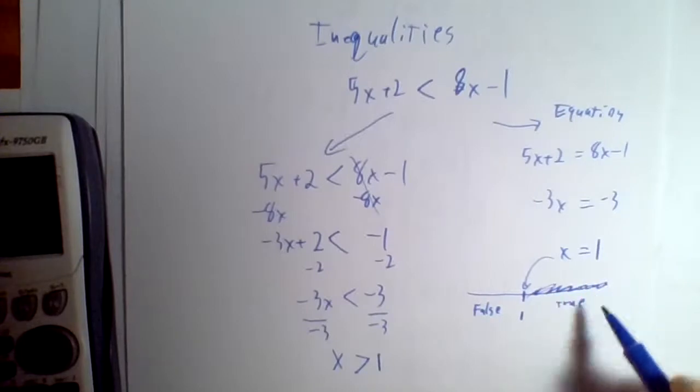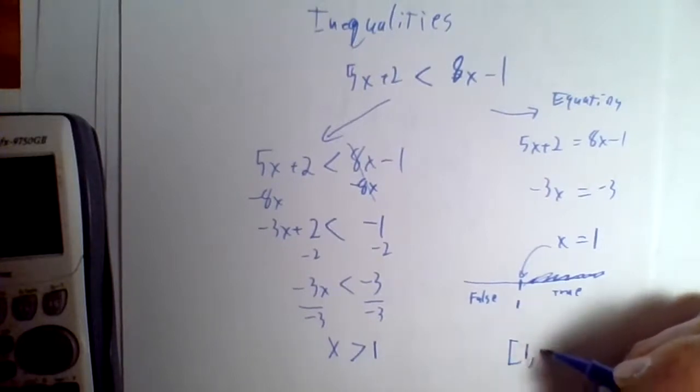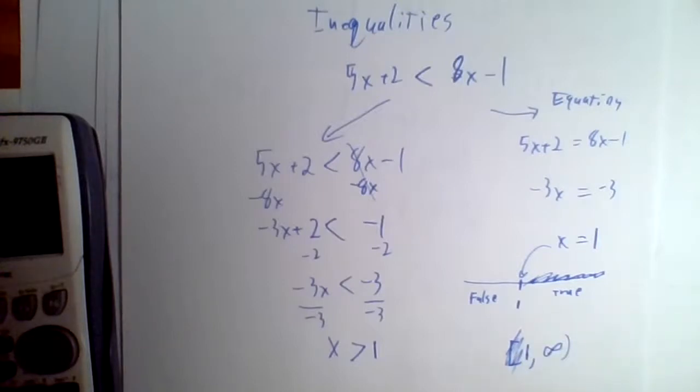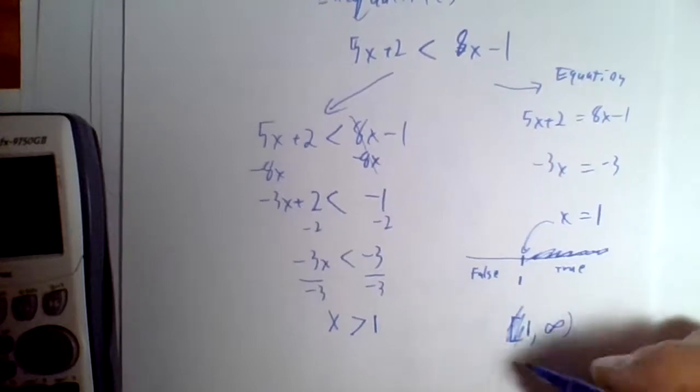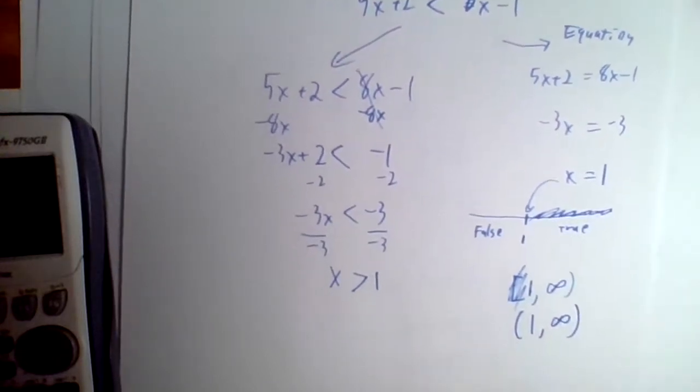The solution to the inequality is where x is greater than 1, or the interval from 1 to infinity. Actually I shouldn't have the square bracket there because it doesn't include 1. X has to be greater than 1. So I really should write it this way. The interval from 1 to infinity, not including 1.